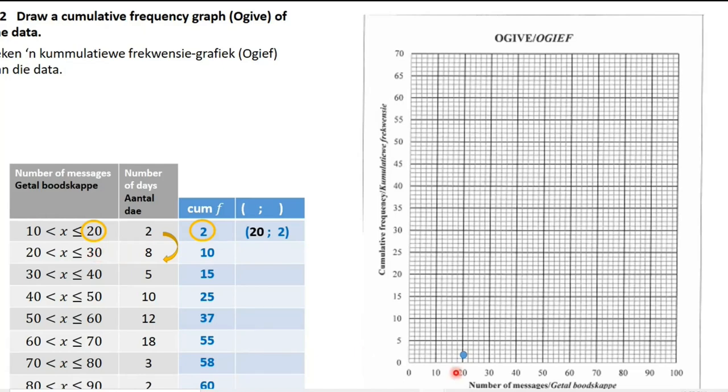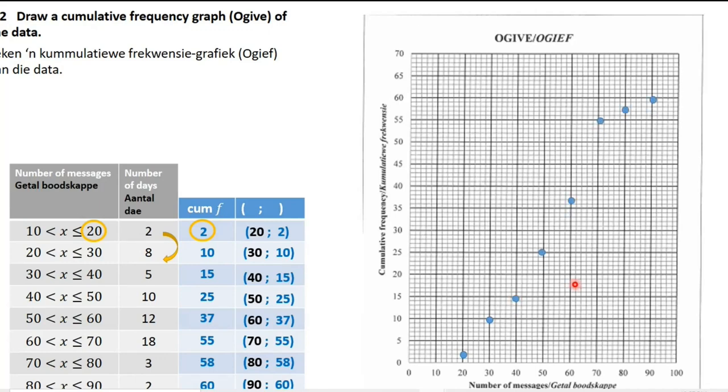Now, can you see already it's an approximation? Because where is 2? You know, 2 is there somewhere. You can read it off, actually. 20, 2. Now the next one will be 30 and 10, so the next dot's going to go over there. Then the next one's going to be 40 and 15. So where's 40? There's 40. And there's 15, it's not looking bad at all. And so we complete all these coordinates.